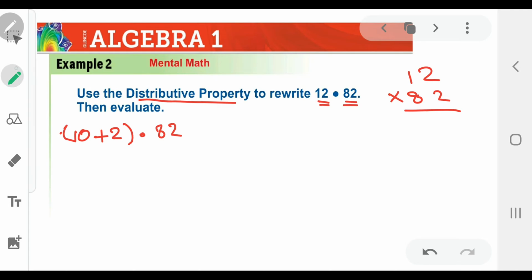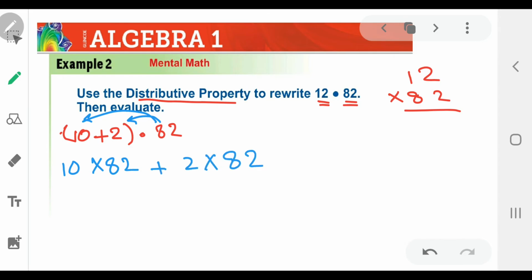Now I'm using the distributive property, which was introduced earlier. This number will be distributed over each number here. So it is 10 times 82 plus 2 times 82. 10 times 82, we all know that 10 times any number, you're just adding a 0. 2 times 82, 2 times 2 is 4. 2 times 8 is 16. 820 plus 164. The ones with the ones, so 0 and 4, 4, 2 is 6, 8, 8 and 1, 9. So the answer is 984.